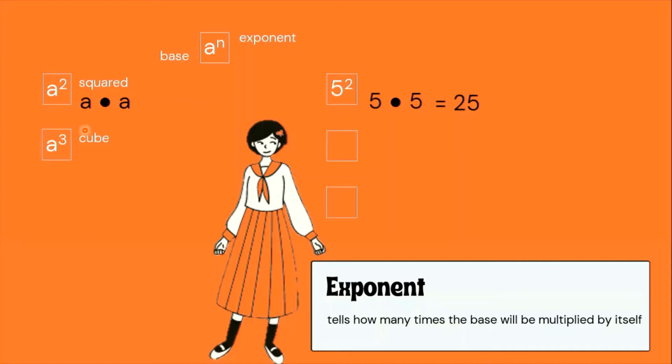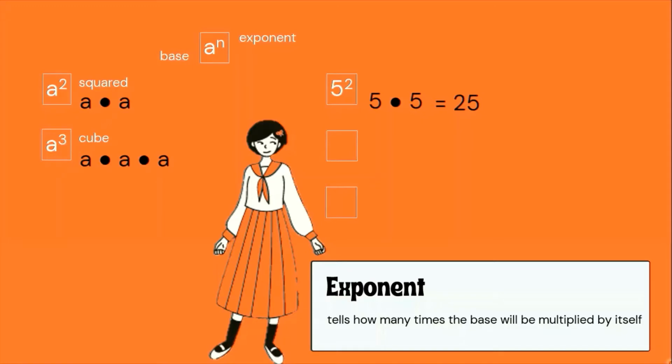Kapag ang exponents ay 4 and above, wala na tayong special terms para dito. Babasahin natin siya as is. Raised to the power of 4, raised to the power of 5, and so on. So, ang ating exponential form ay a raised to the power of 3 or simply a cube. Ito ang kanyang expanded form, a times a times a. Ang ating base na a ay 3 beses nating imumultiply sa sarili niya dahil ang kanyang exponent ay 3.